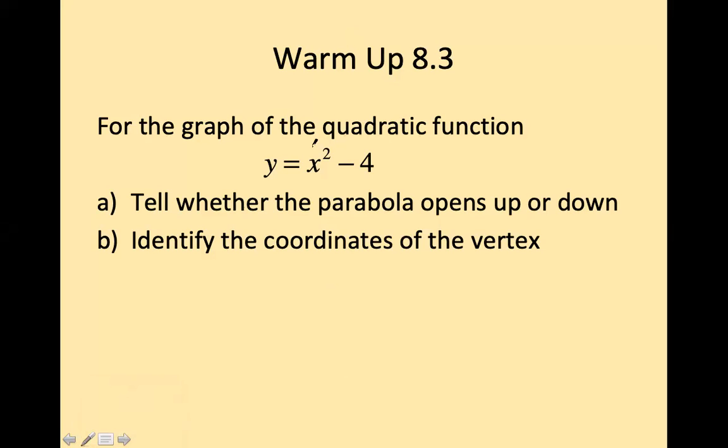So hopefully you noticed that this is positive, right? The number in front of this x squared is positive, so the graph opens up, right? If it is a positive a term, and we can't see any numbers there, so it's a positive 1. If it's positive, it opens up. It's going this direction. Next question, what are the coordinates of the vertex?